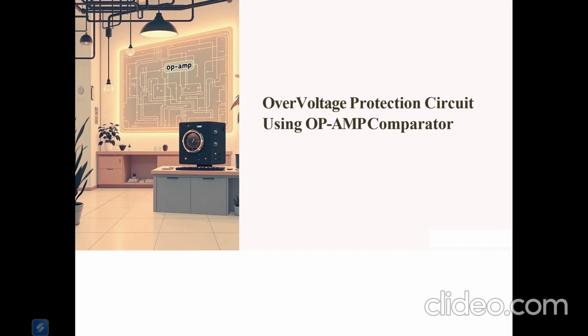Our ECA lab project is an overvoltage protection circuit using an op-amp comparator. This circuit helps protect electronic devices from getting damaged when the supply voltage becomes too high.